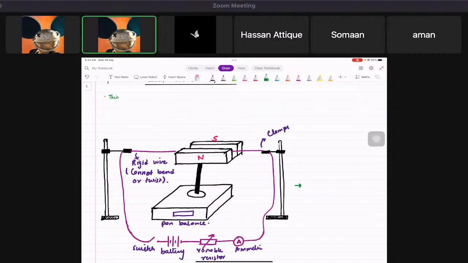The only thing you should understand is that, of course, it is not 3D, it's fine, but like I have written rigid wire, I've clamped it to show the wire is clamped, I've not left it open, and then I have put variable resistor, ammeter, battery, the things I need. So that's very important. Understood?